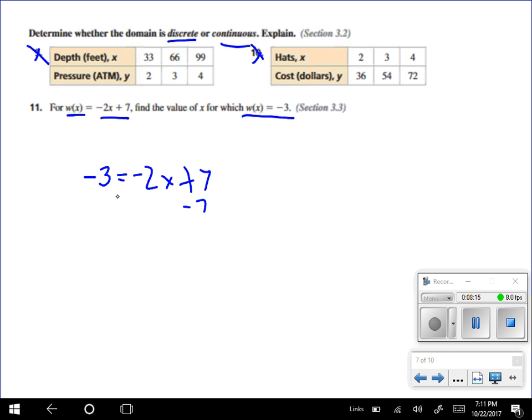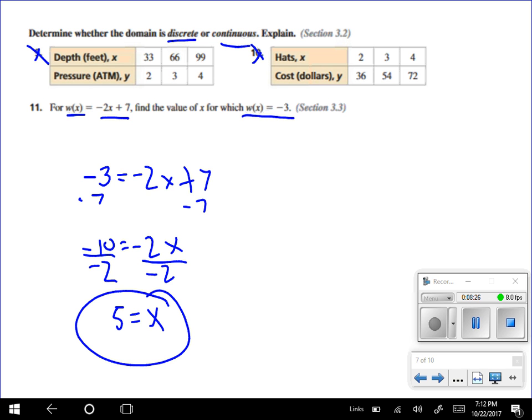So I'm going to subtract 7. Get negative 10 equals negative 2x. Divide by negative 2. And 5 equals x. Simple as that. Continuing on then.